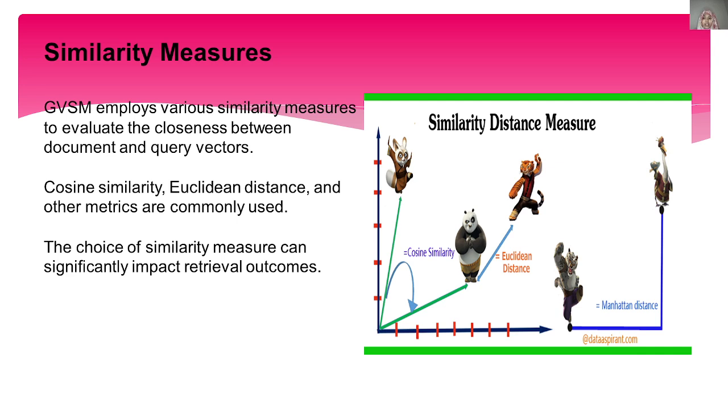Cosine similarity, Euclidean distance, and other metrics are commonly used. The choice of similarity measure can significantly impact retrieval outcomes. As you can look into the picture here, how the cosine similarity is represented, how Euclidean distance is represented, how Manhattan distance is represented. This is what the similarity distance measure is to be shown.